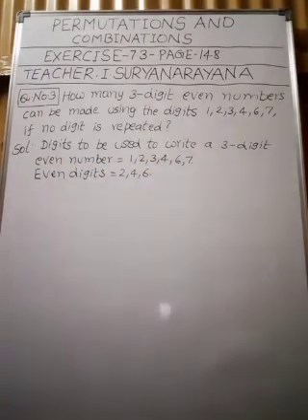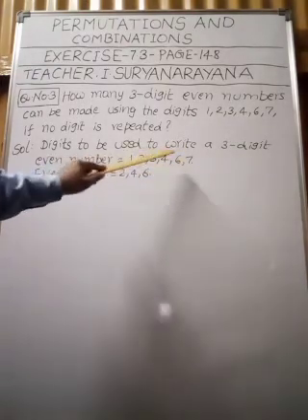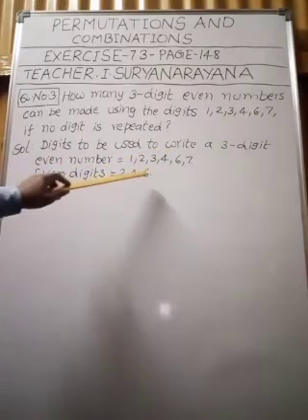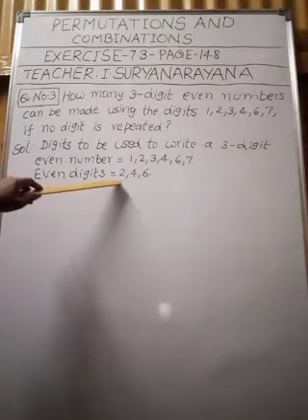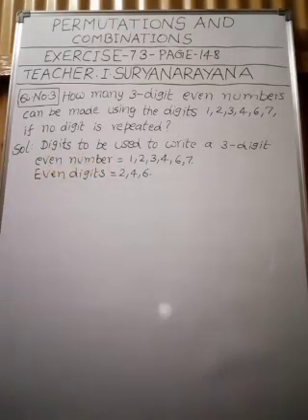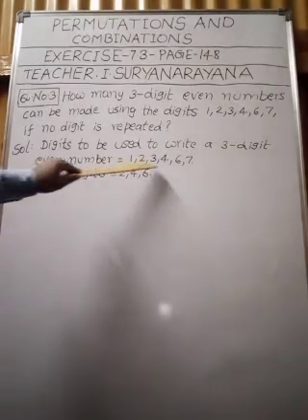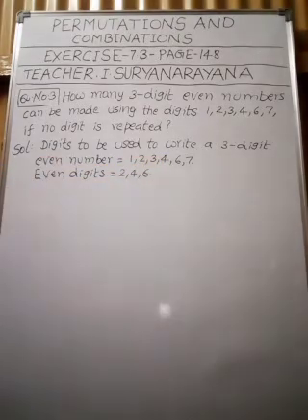Okay, my children. Out of these 6 digits, what are the even digits? 2, 4, 6. We are focusing on the even digits because we are writing a 3-digit even number. That is why we are identifying the even digits. What is meant by even number? If in the units place there is an even digit in the number, then the number is said to be an even number. Yes or no, my children?